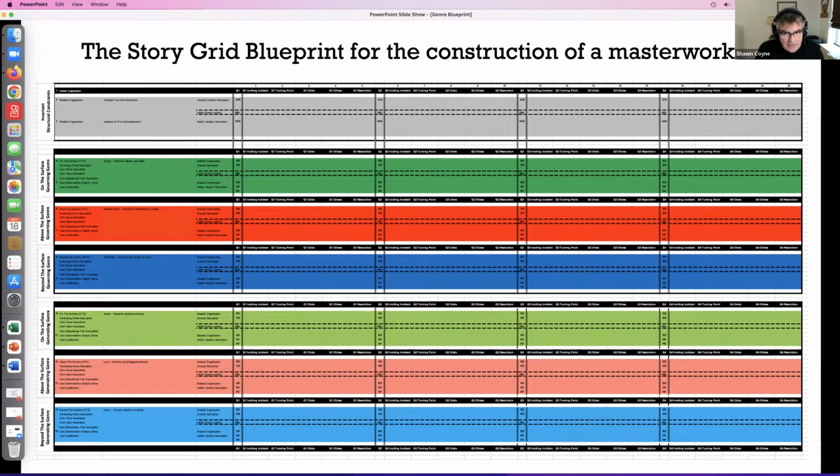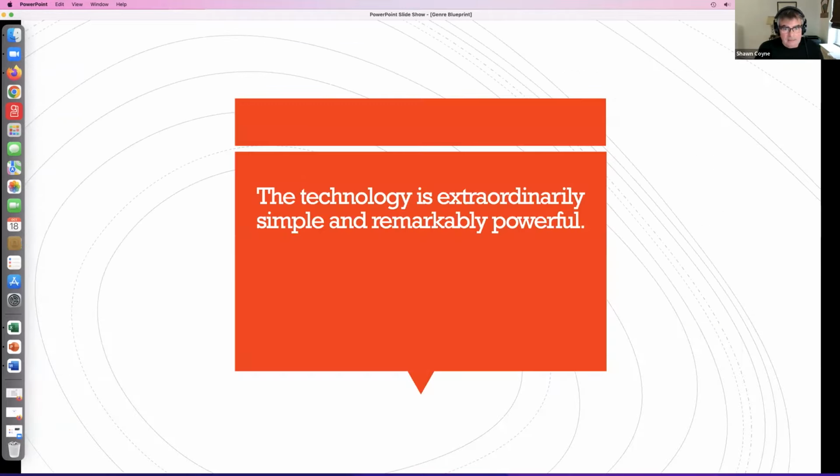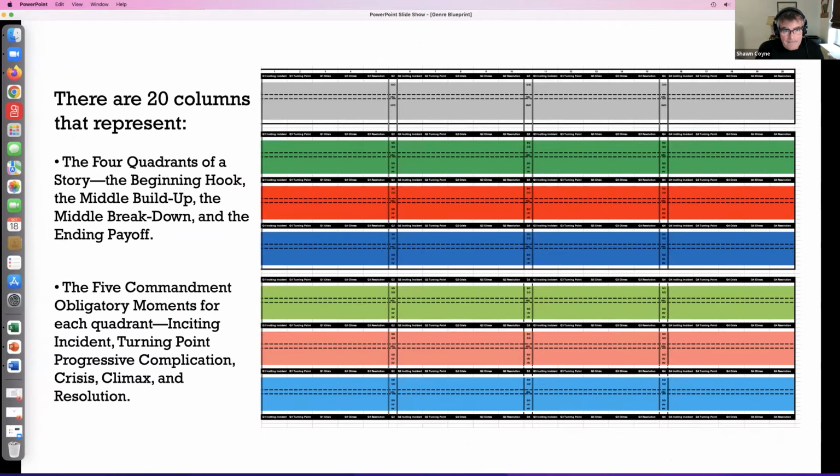It's very, very simple. The technology is extraordinarily simple and remarkably powerful. It's not confusing. This is not a scary spreadsheet. I swear to God, it is not. You don't have to worry about spreadsheets. It's on a spreadsheet, but it's simple. Okay, so let me walk you through it.